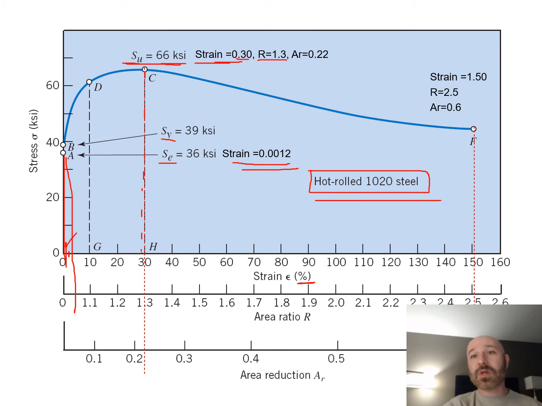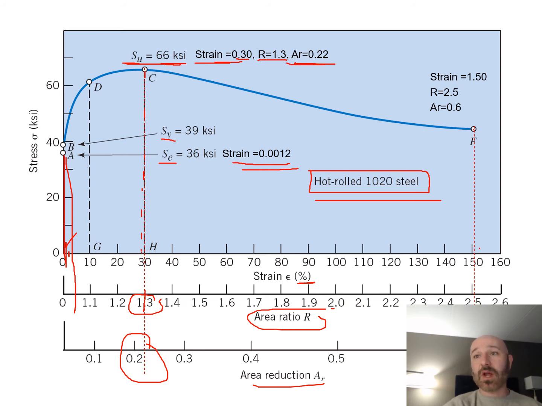We can also get our area ratio, our R value, by dropping down to this graph right here, and see that it's at a value of 1.3. And our A sub R, or area reduction, is at about 0.22, so that's what we write down right there. So we can do the same thing at our fracture over here.